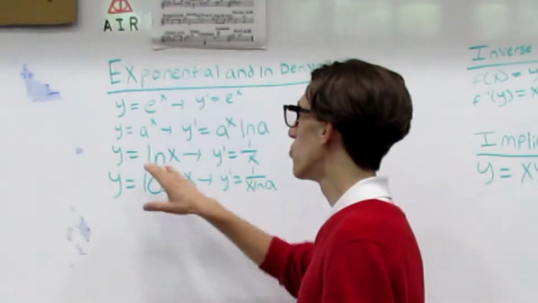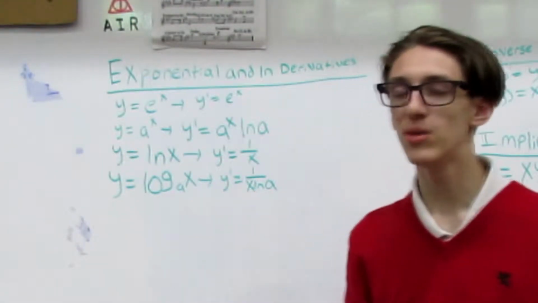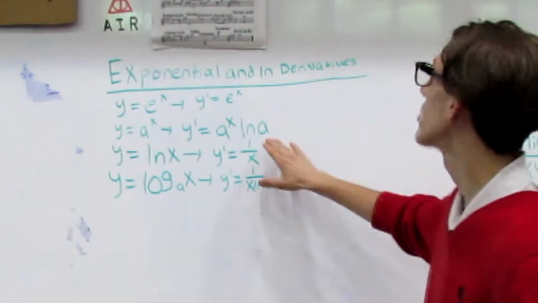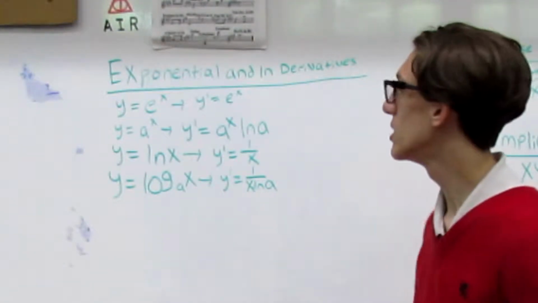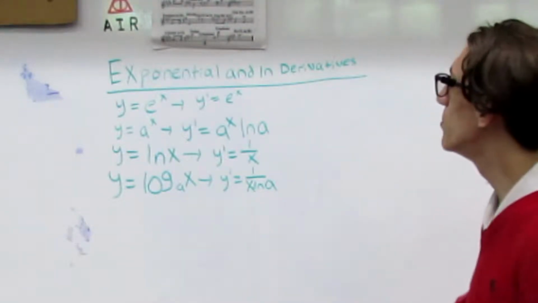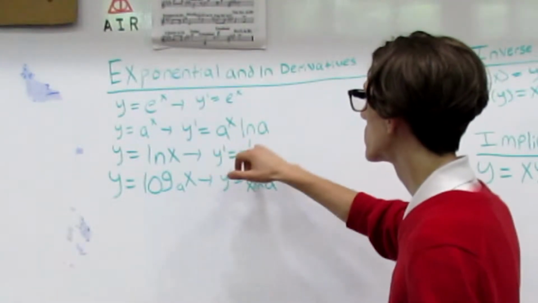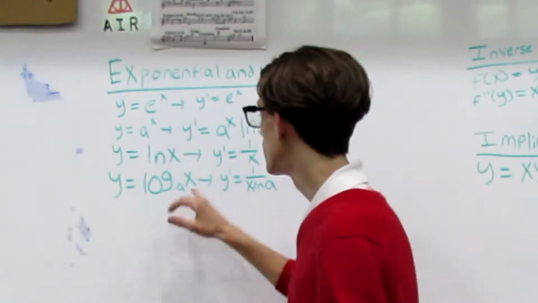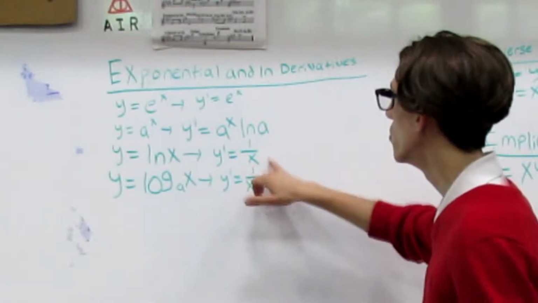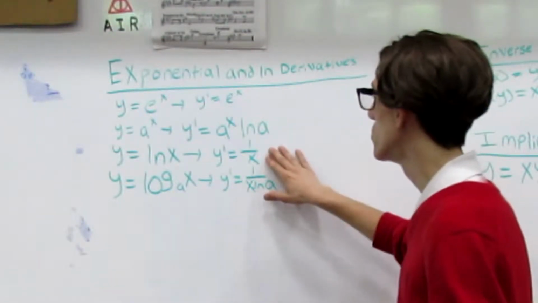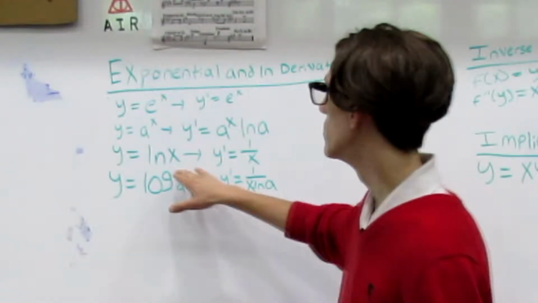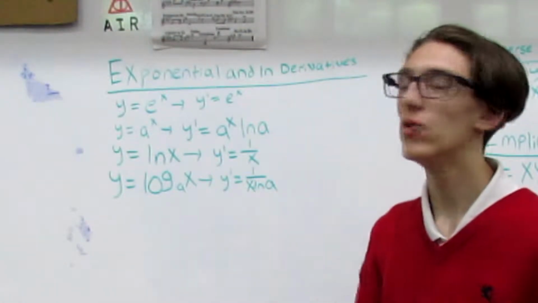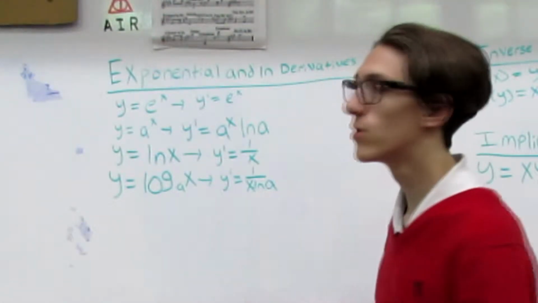The next one that we're given is y is equal to a to the x, so a being a constant. This would be a to the x times the natural log of a. So let's say it's 9 to the x, it would be 9 to the x times the natural log of 9. Next one, the natural log of x. The derivative of that is 1 over x. This also follows chain rule, where if it was natural log of x squared, it would be 2x over x squared.